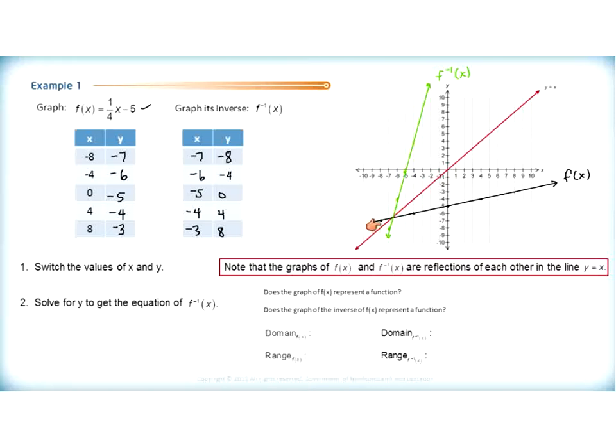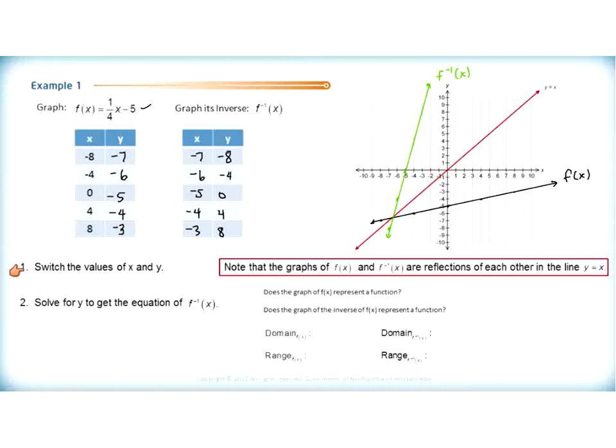What's significantly important here is this statement: note that the graphs of the function and its inverse are reflections of each other in the line y equals x. This graph and this graph are reflections of each other in the line y equals x. That will always be the case for a function and its inverse.